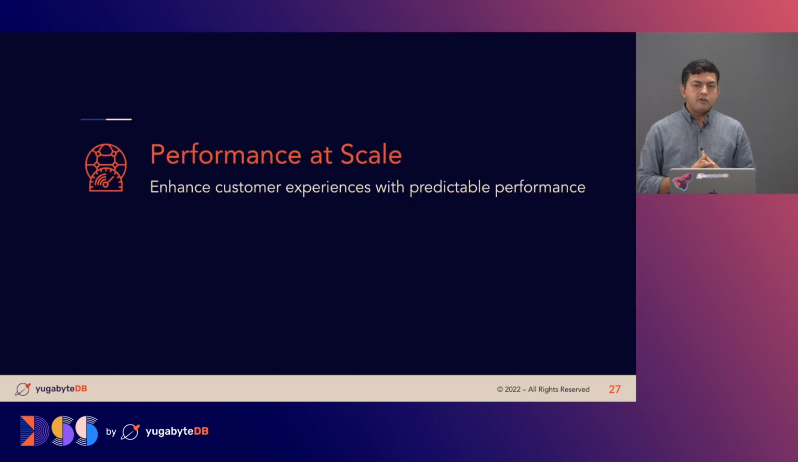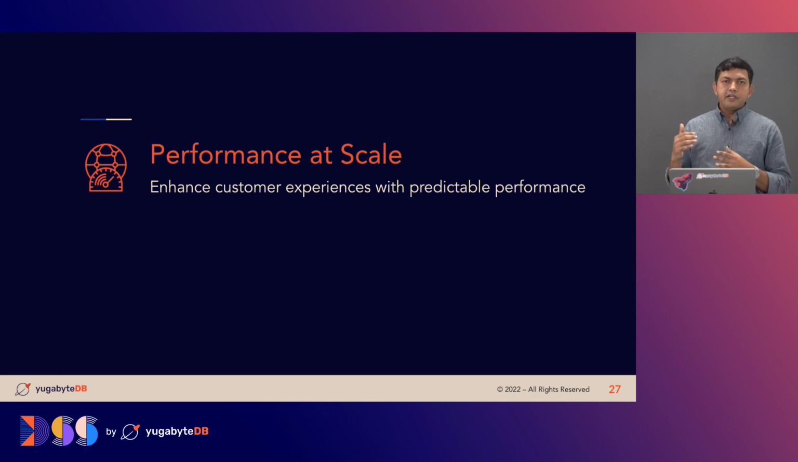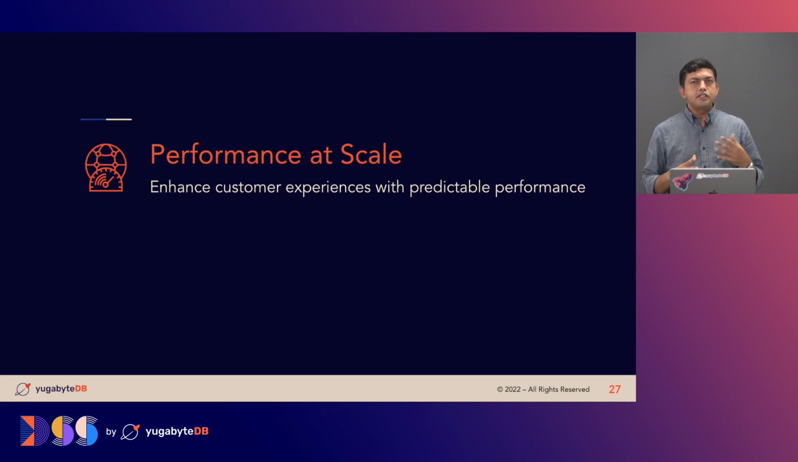The next one is performance at scale. We saw how we are supporting a wide set of applications, but this is not enough, as modern organizations demand predictable performance across their applications to satisfy rising customer expectations. So let's look at the various features that help improve performance.